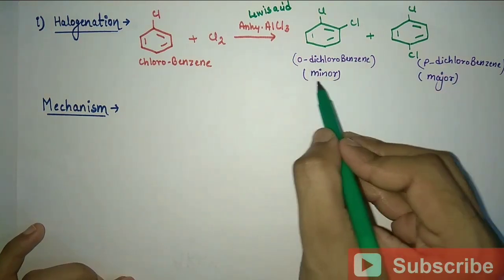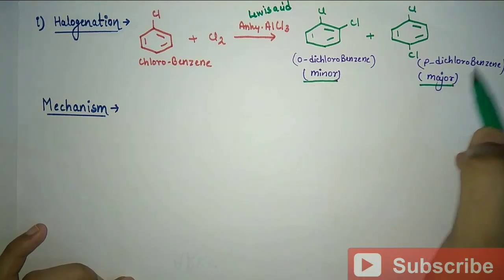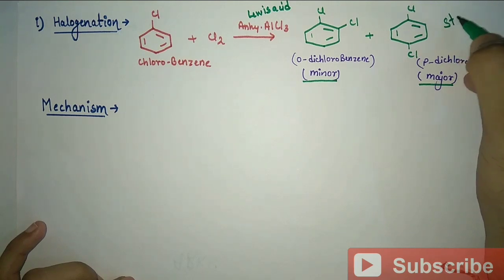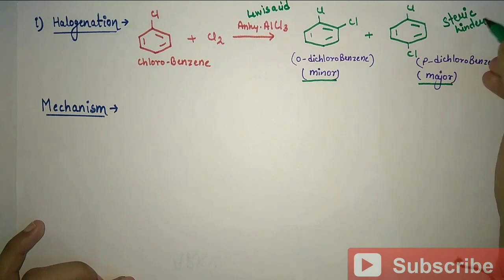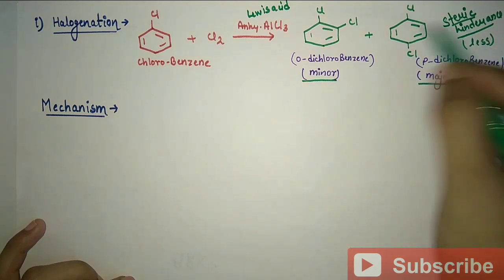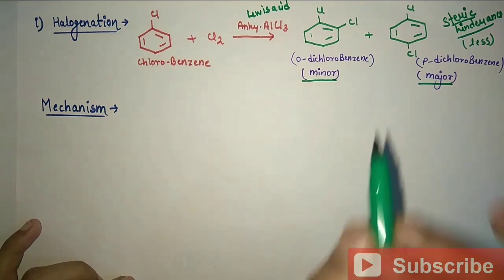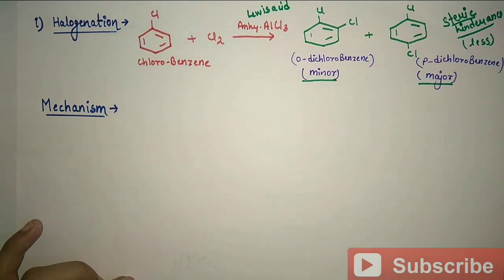So here we can see that this ortho one is our minor product and this para is our major product. So why is this major? Due to the steric hindrance. In the case of the para product, the steric hindrance is less. So this para product will form in the major proportion as compared to the ortho product, because in the ortho case the steric hindrance is more.